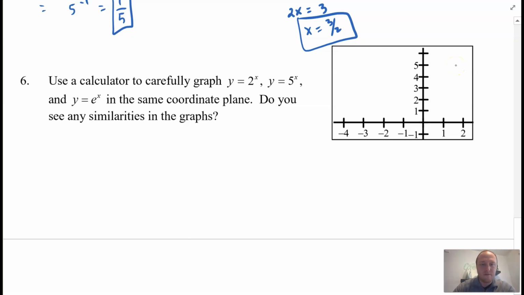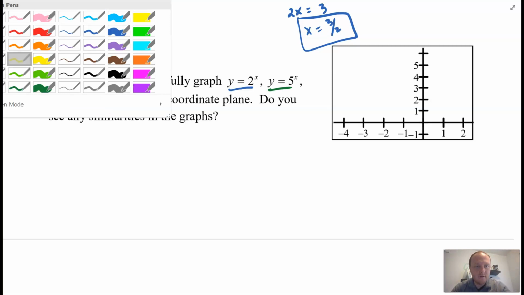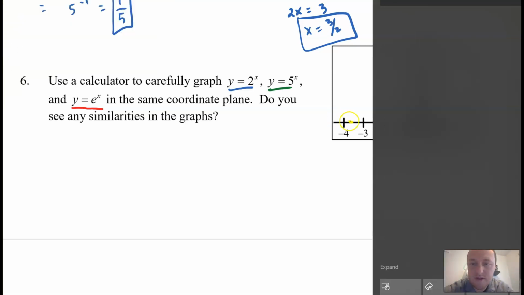But I'm going to use different colors. So I'll graph y equals 2 to the x in blue. Let's put y equals e to the x. We'll put that in red, and then we'll do y equals 5 to the power of x in green. So I'm going to go ahead and graph these. And what I hope that you've noticed in all these graphs is that we have, I want to find yellow, we have an asymptote at 0.